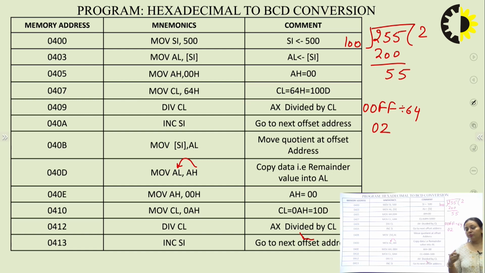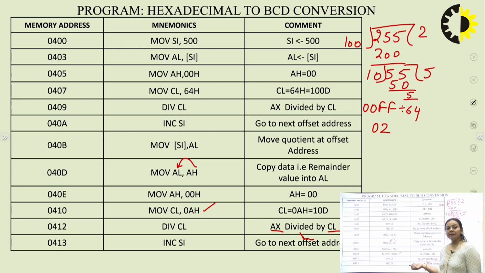Then again I have to perform the division by 0A, that is 10 in decimal. So divide CL. Again it will perform the divide operation. So the contents of AX will be divided by CL. AX is having, in decimal, 55, and you have to divide it by 10. So the quotient will be 5, 5 times 10 is 50, and again 5 will be the remainder.